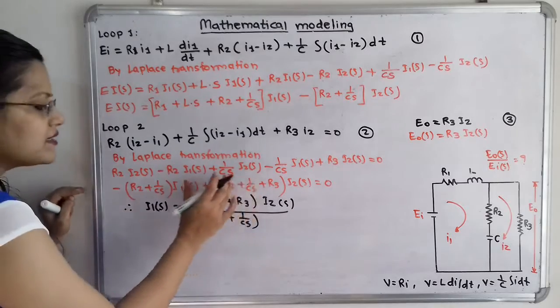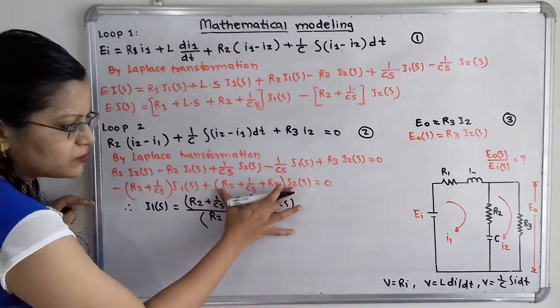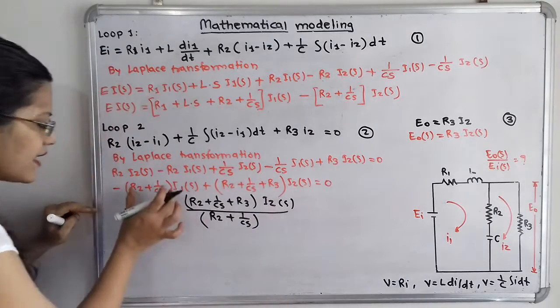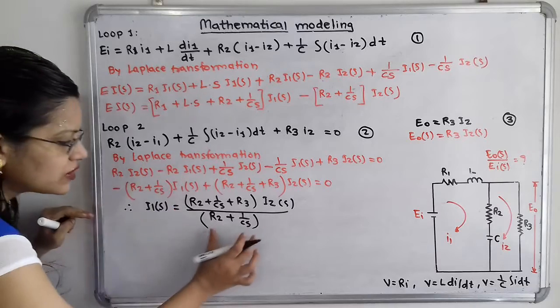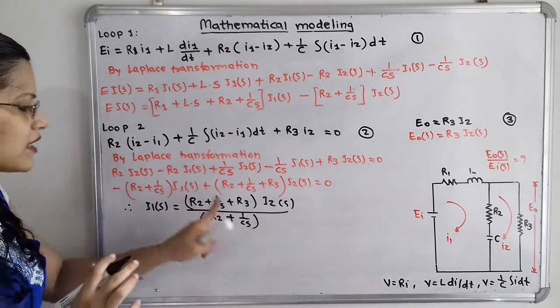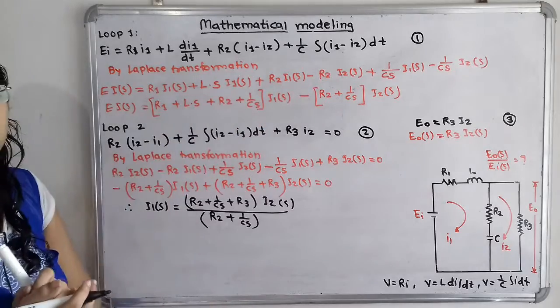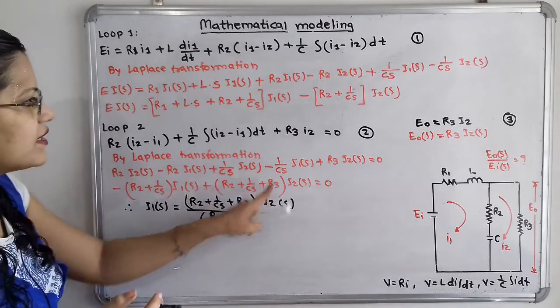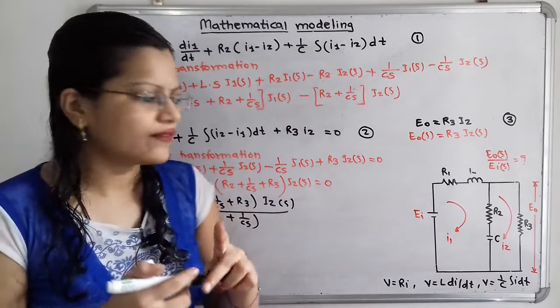So how to take this? That is, we have to transfer this whole term to the right hand side, and then we have to transfer this coefficient of I1 of S to the denominator. Now this value of I1 of S we have to put here. Then we will get this equation in terms of I2 of S.